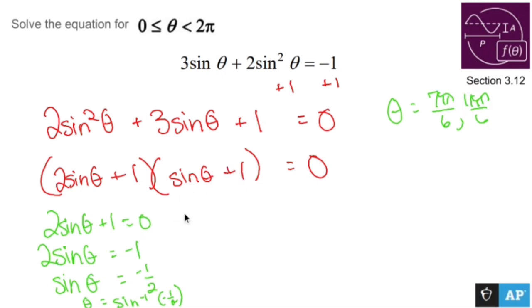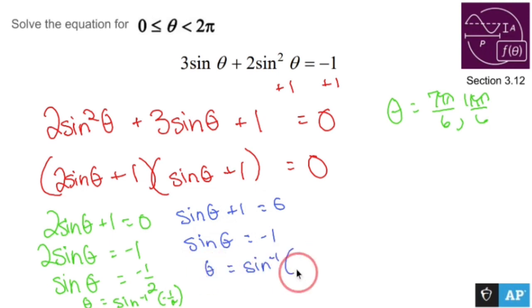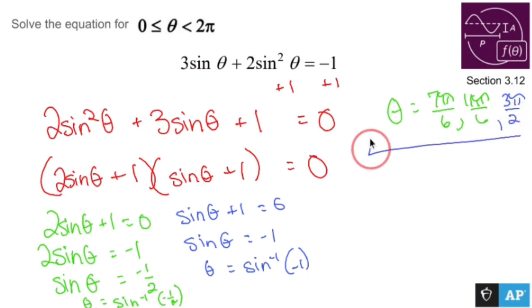Now what I have is a slightly easier one where it's sine theta plus 1 equals 0. I subtract 1 from both sides, so sine theta equals negative 1. I inverse sine both sides, so theta is going to equal the inverse sine of negative 1. Now where is the y value negative 1 on the unit circle? Only one spot, and that's on the negative y-axis where 3 pi over 2 exists.